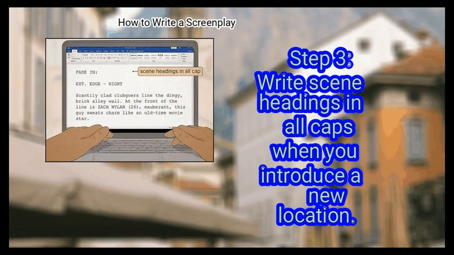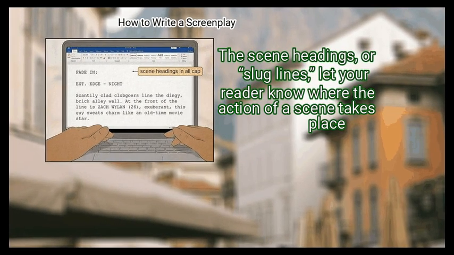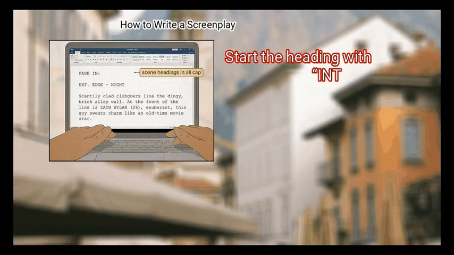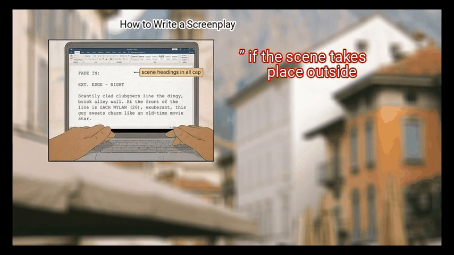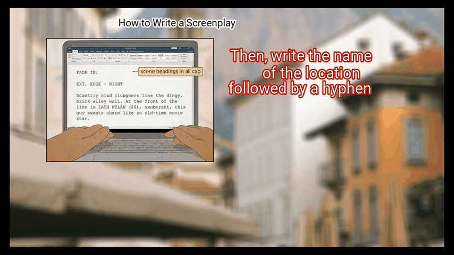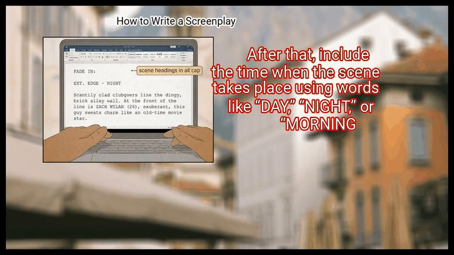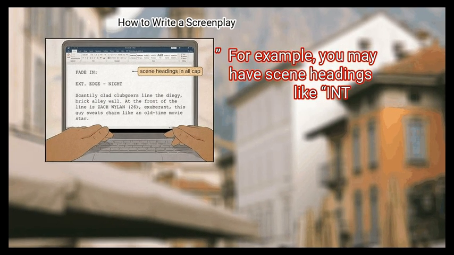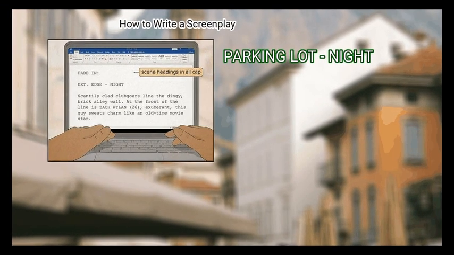Step 3. Write scene headings in all caps when you introduce a new location. The scene headings, or slug lines, let your reader know where the action of a scene takes place. Start the heading with "INT" for interior locations and "EXT" if the scene takes place outside. Then, write the name of the location followed by a hyphen. After that, include the time when the scene takes place using words like day, night, or morning. For example, you may have scene headings like "INT. CLASSROOM - DAY" or "EXT. PARKING LOT - NIGHT."